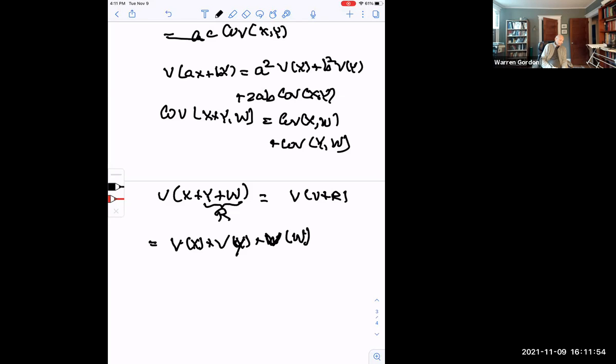plus 2 times the covariance of XY plus covariance of XW plus the covariance of YW. Sort of what you would expect to happen. And of course, if they were all independent, all the covariance terms would be 0.